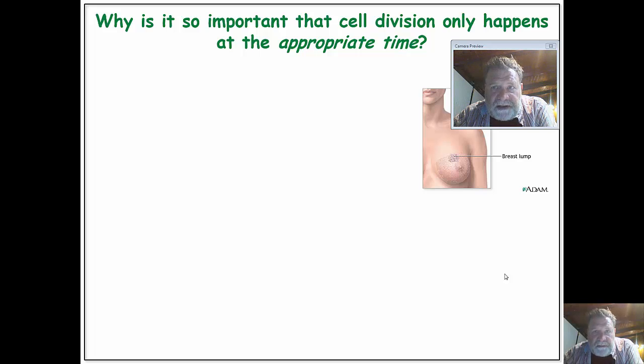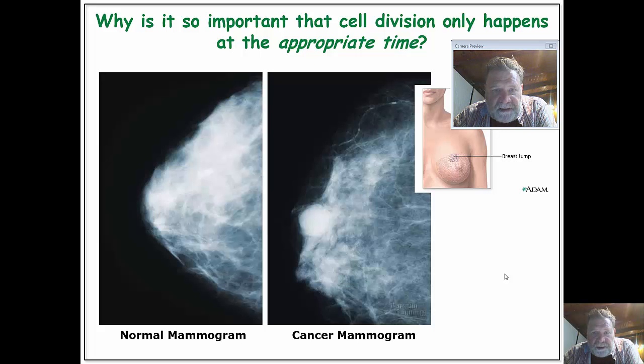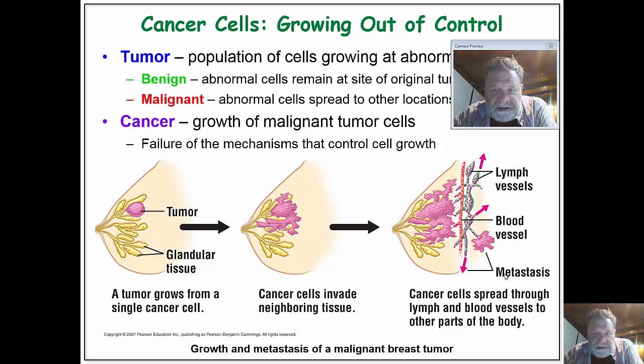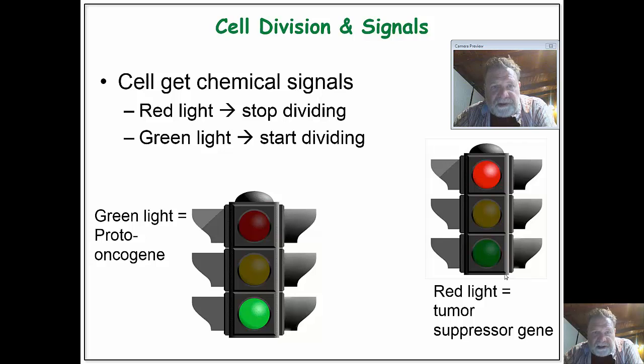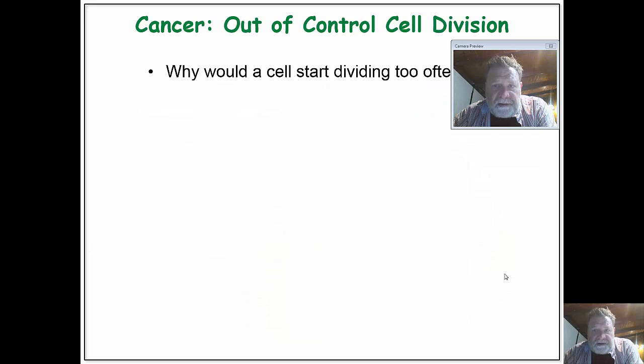Again, why is it important that cell division happens at the appropriate time? This is looking at breast cancer that's inside there. Again, a tumor can spread to other parts of the body, malignant tumors, when it goes on. Basically, cells have signals to tell them when to start dividing and when to stop dividing.